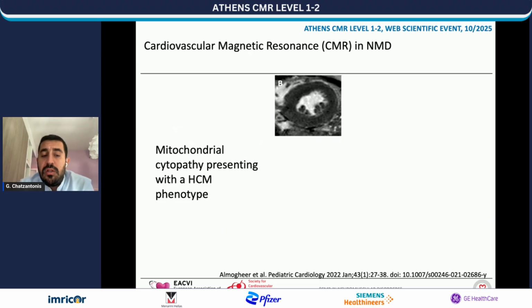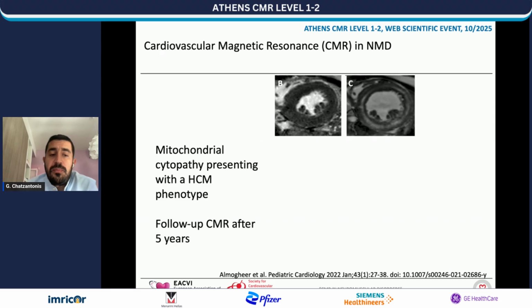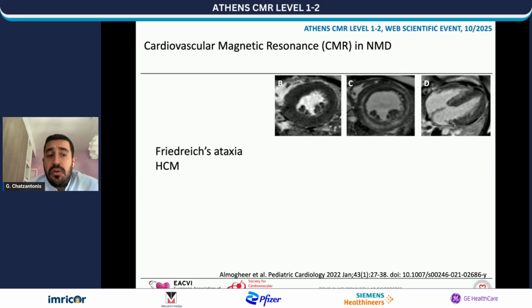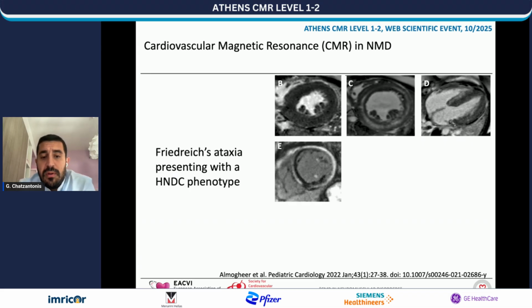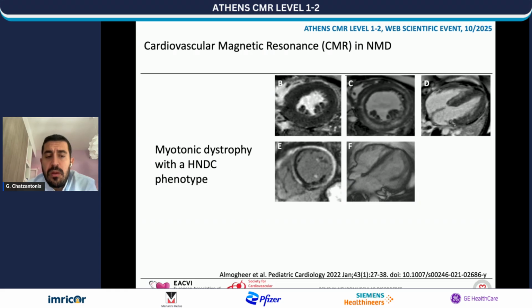And we see patients with mitochondrial cytopathy presenting with an HCM phenotype, after 5 years, extensive mid-wall late enhancement, atypical for HCM. He had Friedreich's ataxia, HCM at the end. But also Friedreich's ataxia can present with a hypokinetic, non-dilated cardiomyopathy phenotype with extensive late enhancement, almost circumferential here, and with impairment of the left ventricle function.